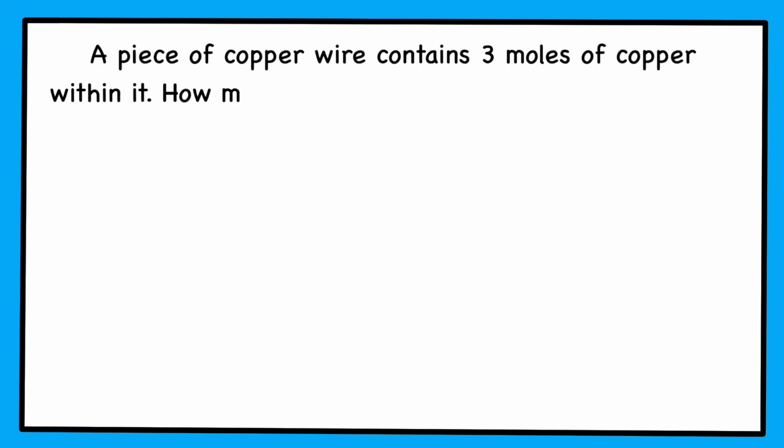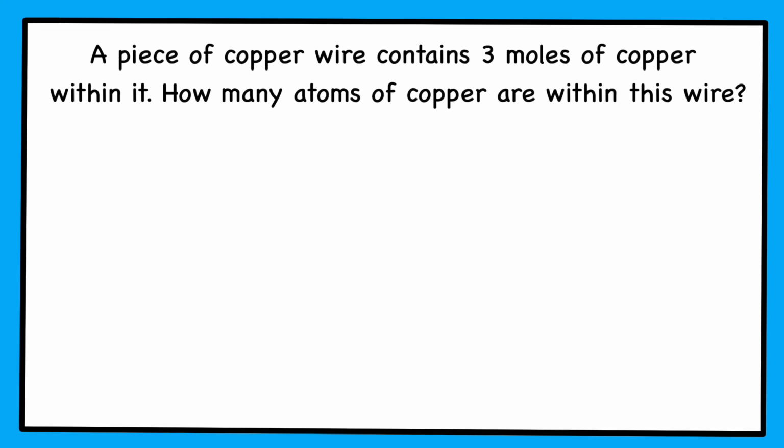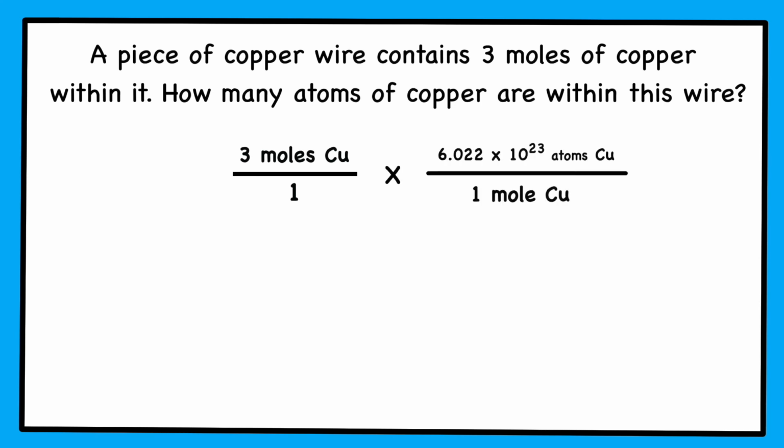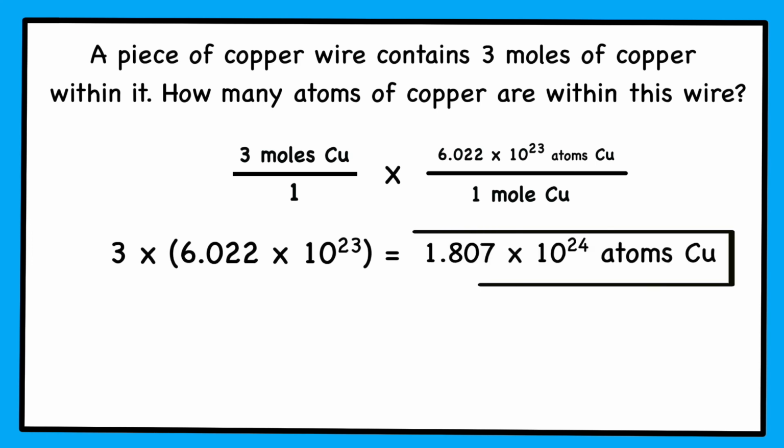Our third problem is a piece of copper wire contains 3 moles of copper within it. How many atoms of copper are within this wire? So I'm going to take my 3 moles of copper and put it over 1. Then I am going to multiply it by 6.022 times 10 to the 23rd atoms of copper over 1 mole of copper. This basically turns into a straight multiplication of 3 times 6.022 times 10 to the 23rd, which gives us 1.807 times 10 to the 24th atoms of copper within this wire.